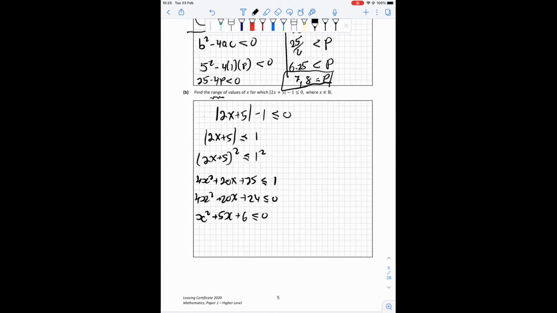The first thing we're going to do, remember, if we're solving inequalities that are power of 2 or up, you have to solve it graphically.